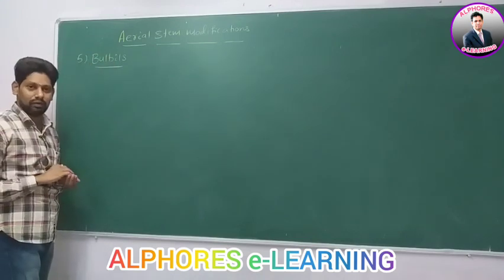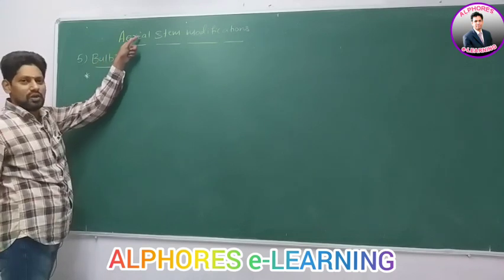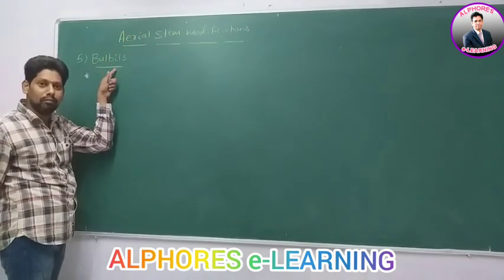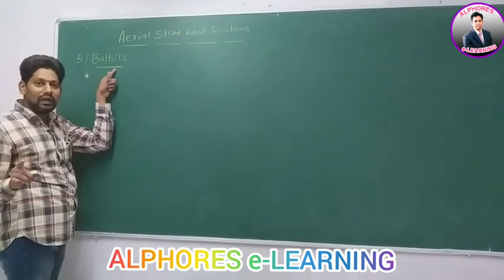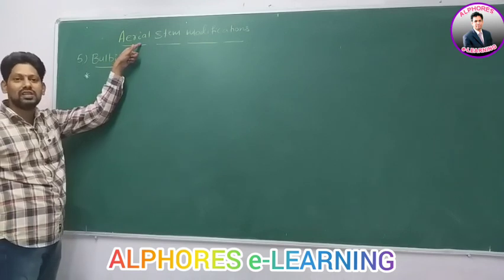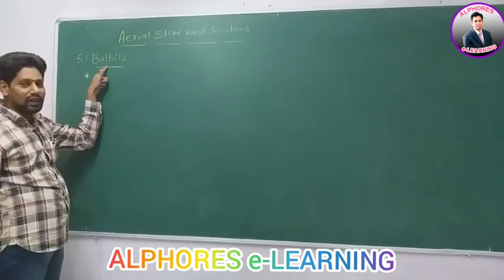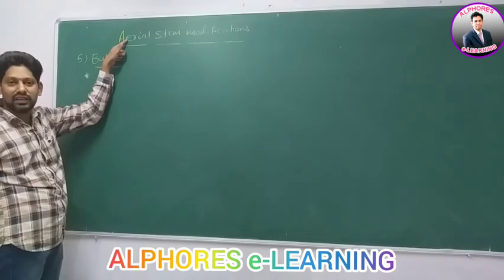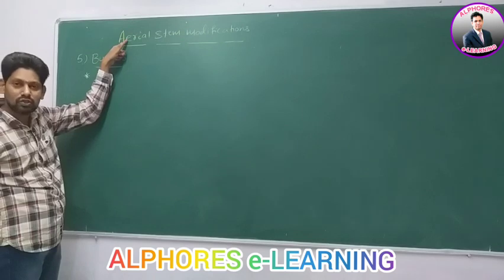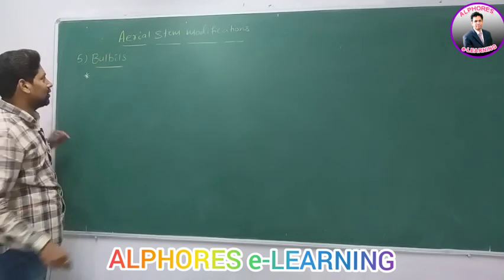What is a bulbil? Sir, is it bulb or bulbil? Bulbil. Bulbil is an aerial stem modification, whereas bulb is an underground stem modification, right? This bulbil is an aerial stem modification used for vegetative propagation. Is this statement okay?